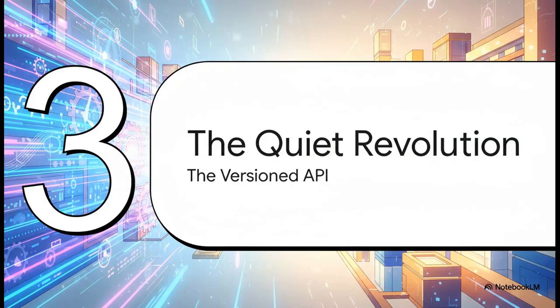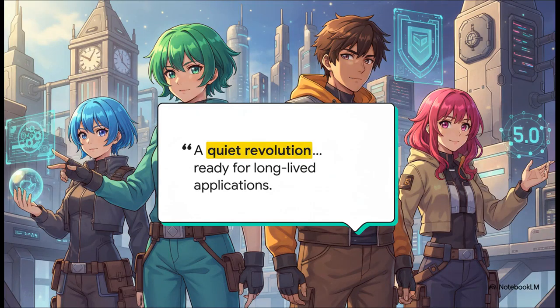Now, as important as time series was, and it was a huge deal, there was another feature in 5.0 that was, you could argue, even more strategic for the future of the platform. It was a lot quieter, didn't make as much noise, but for enterprise users, it was a genuine revolution. The source material we looked at calls it a quiet revolution, specifically for long-lived applications. And that is the perfect way to put it.